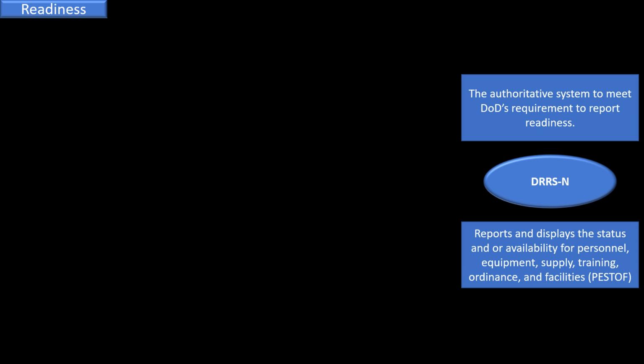Okay, so it reports and displays the status or availability of personnel, equipment, supply, training, ordnance, and facilities, which we can use the acronym PESTOF. Okay, for personnel, equipment, supply, training, ordnance, and facilities. All right, so this is going to meet the DoD's requirement to report our readiness. We've got to get all our information into DRRS TAC-N, the Defense Readiness Reporting System TAC Navy. To get there, we've got a couple of systems.